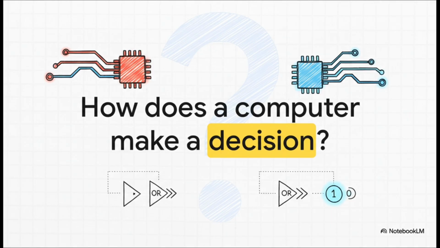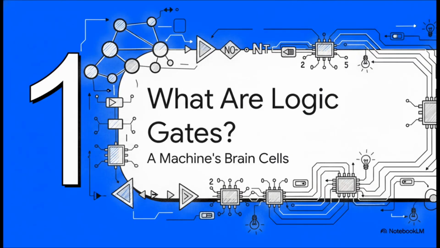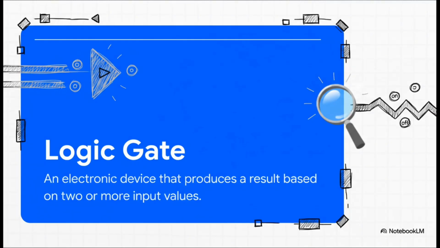So let's dive in. All right, so to really get how computers decide anything, you have to look at their version of a brain cell. And these little components, these fundamental pieces, are called logic gates. At its heart, a logic gate is actually incredibly simple. It's just a tiny circuit. It takes in one or more electrical signals. Think of a 1 as on and a 0 as off, and then it spits out a single new signal based on a very specific rule.